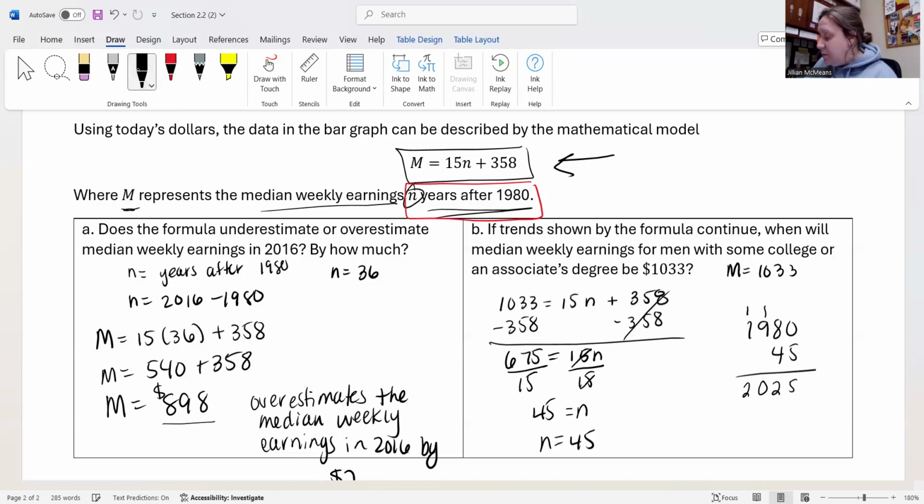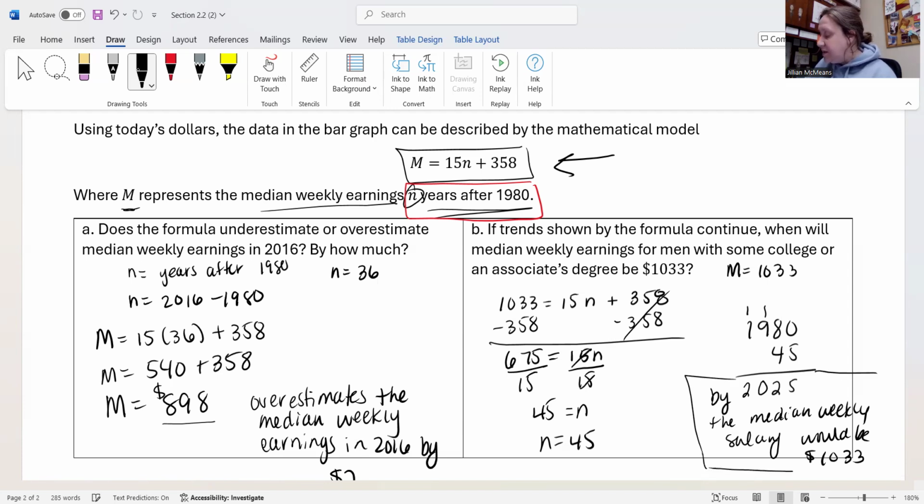So we could say by 2025, the median weekly salary would be $1,033. Okay, so just be careful in an example like this. N is not exactly straightforward. You have to take N and then either add it or subtract it from 1980. So in this case, we add it. All right, so there you have it.